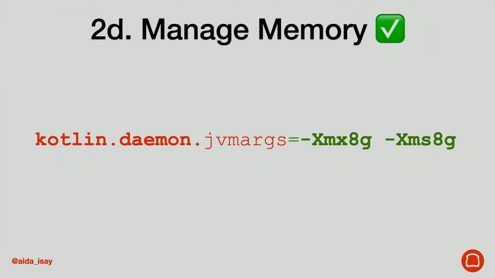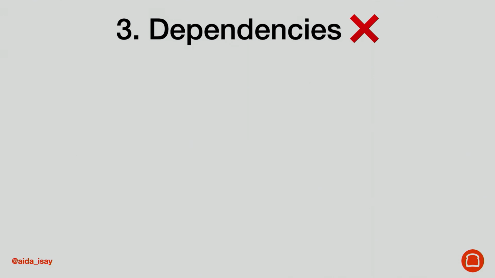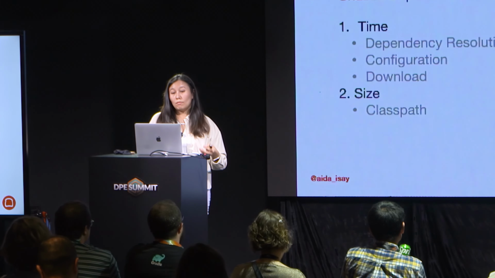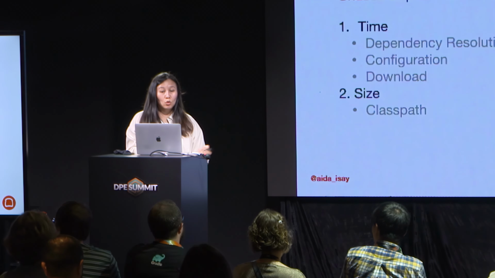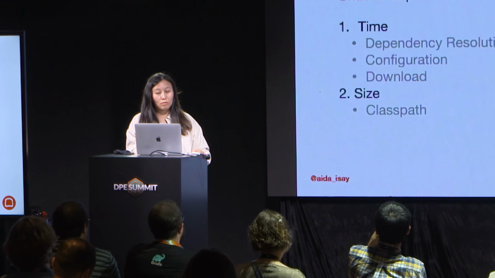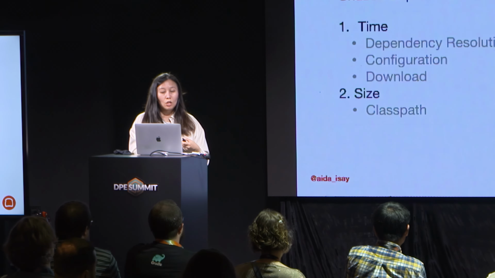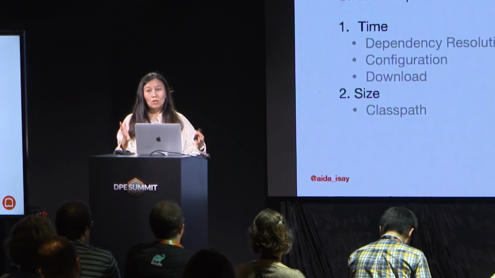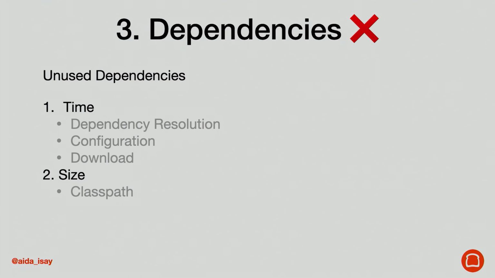Next low-hanging fruit, might not be so low-hanging, but it's important to mention, is dependencies. And in dependencies, what we see oftentimes is that we have unused dependencies, right? Unused dependencies contribute a lot to time and size. When we talk about the time, we're talking about the dependency resolution, because Gradle still needs to resolve all of these dependencies in the build script, and hence it might end up downloading some of the artifacts if they're not cached locally. So it will spend time downloading, configuring, resolving all of these dependencies just to, in the end, not use them at all in your project. And it also adds to the size of your jar, size of your classpath, which can slow down your Java compiler.